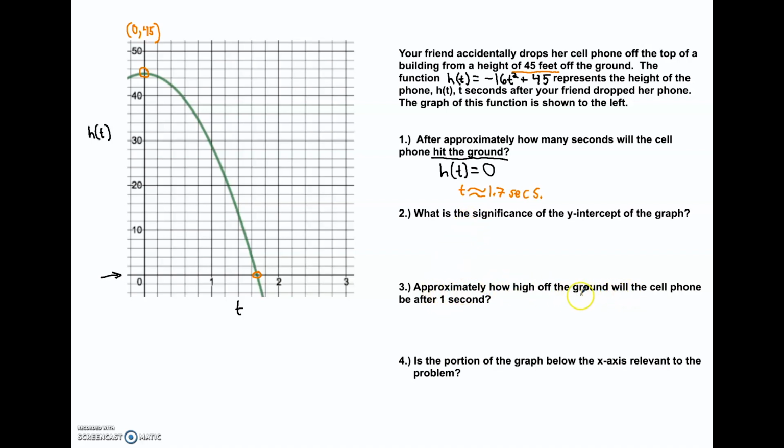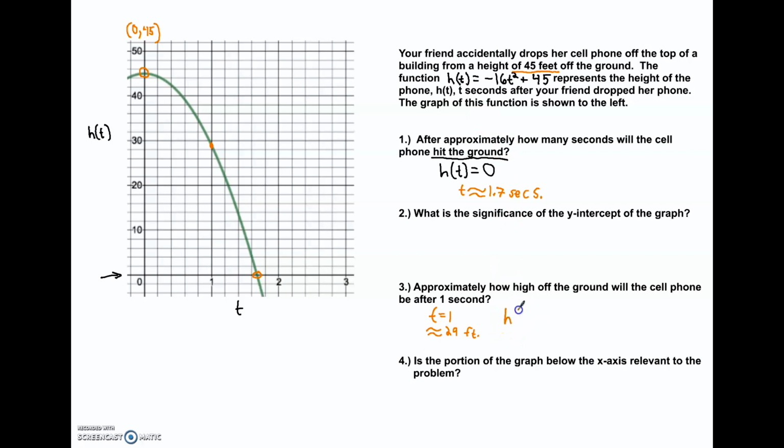Approximately how high off the ground will the cell phone be after 1 second? So now we're being told that t equals 1. Well, there's two ways we could do this. We could use the graph. We could look at 1 and go up and see, oh, that's right about here. So that's approximately what? This goes up by 2s, so 22, 24, 26, 28, about 29 feet. So that's how we use the graph to do it, or we have the function.